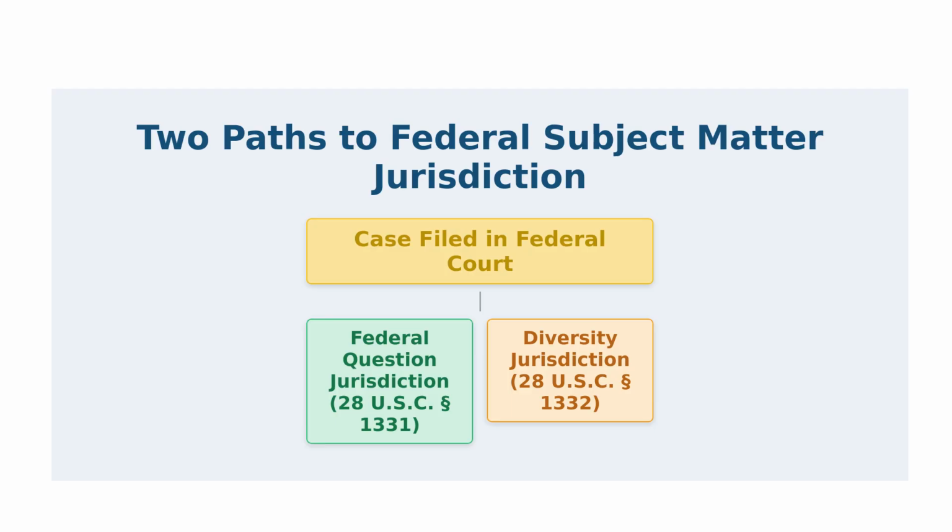There are two primary statutory paths that open the federal courthouse door. The first path is federal question jurisdiction, codified in Title 28, Section 1331. The second path is diversity jurisdiction, found in Title 28, Section 1332. In the following lessons, we will explore each of these two pathways in detail, starting with federal question jurisdiction.